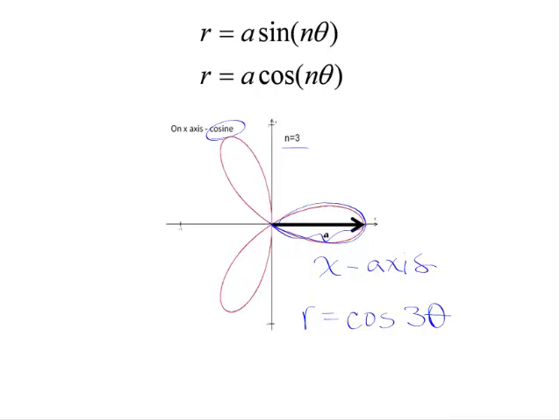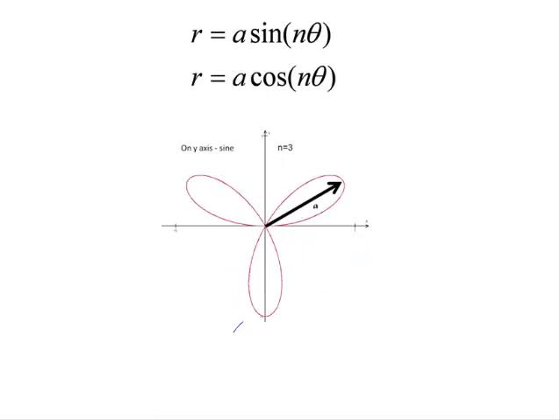I do have 1 leaf on the y-axis. That points me to sine when n is odd. A again has a value of 1. This is r equals the sine of 3 theta.